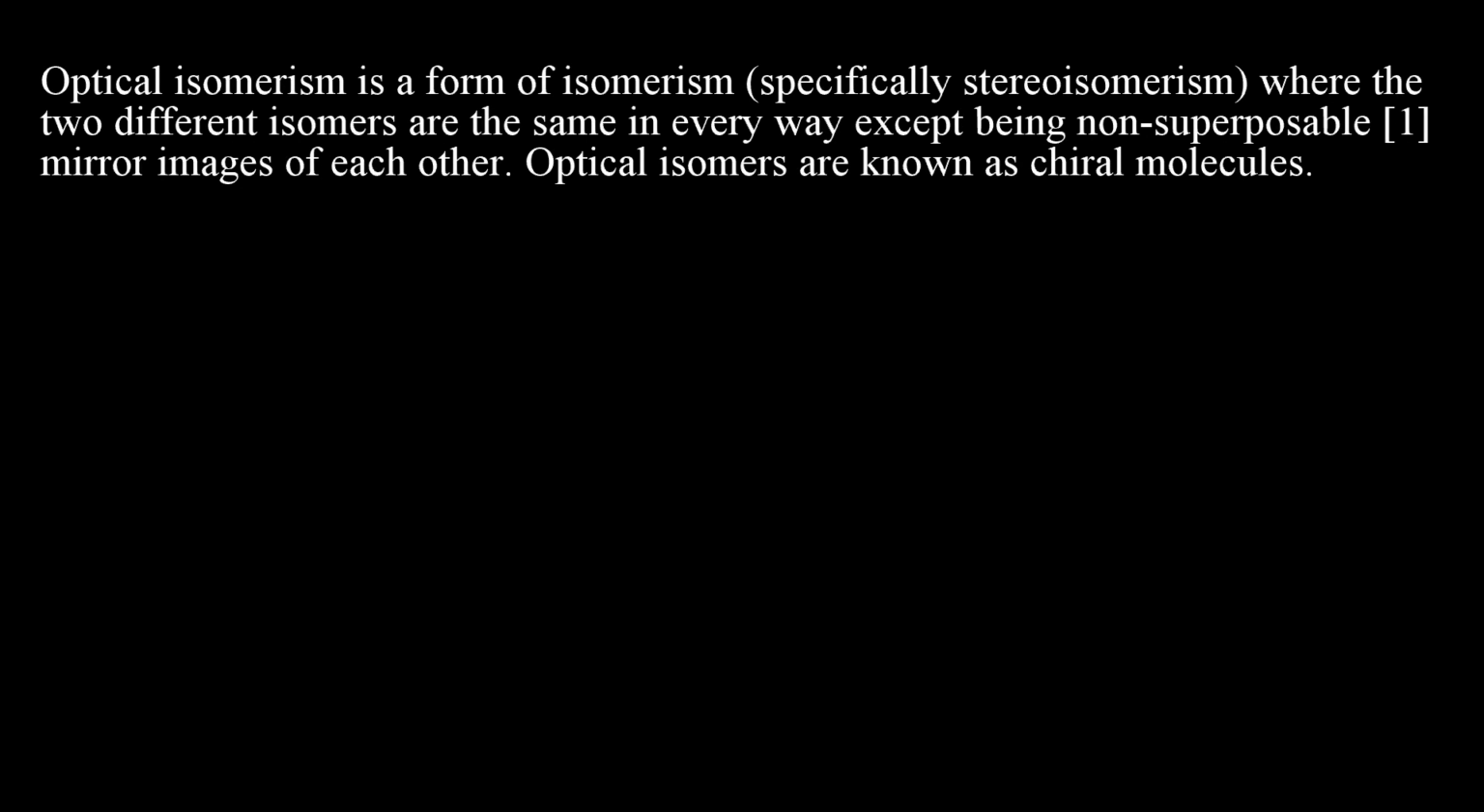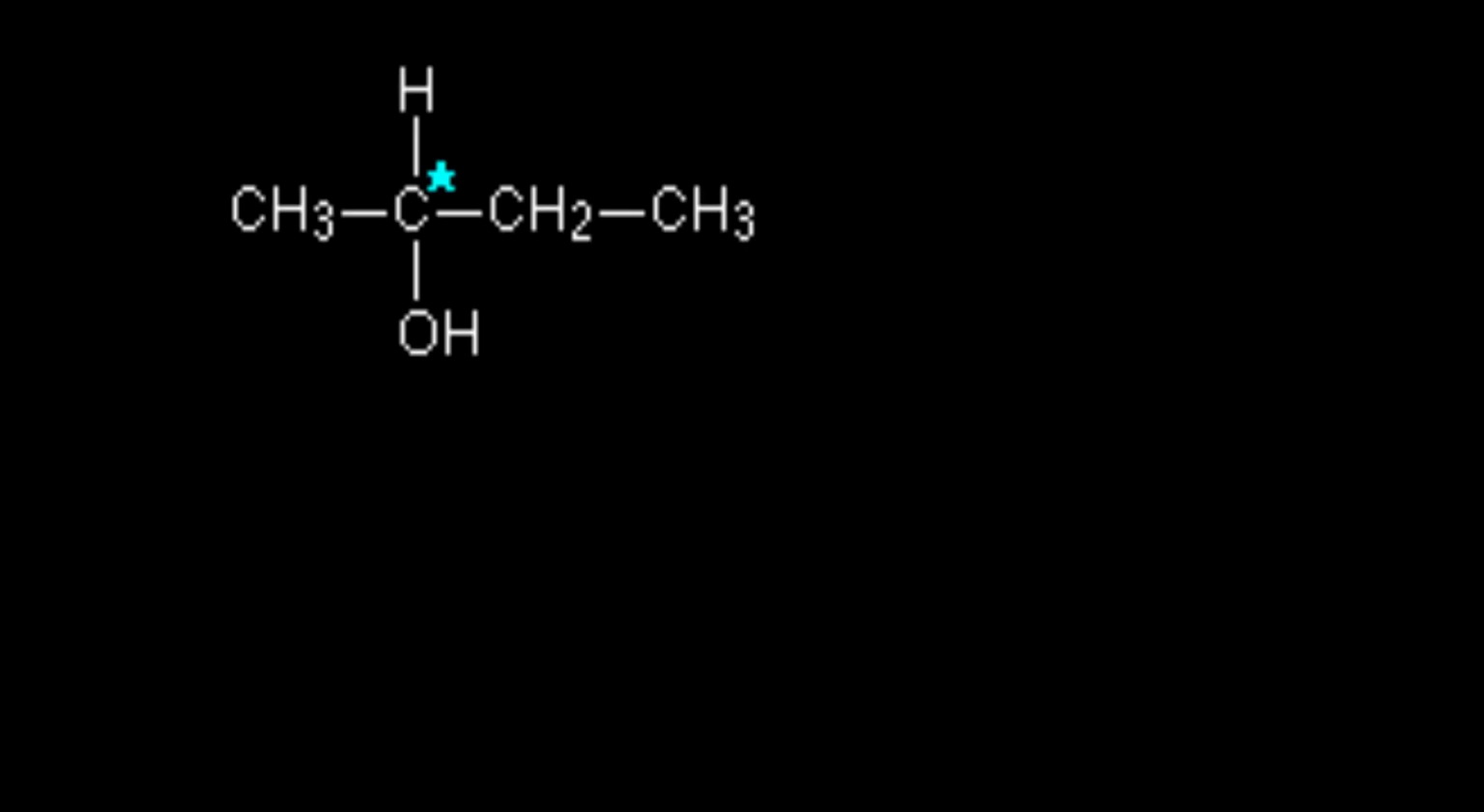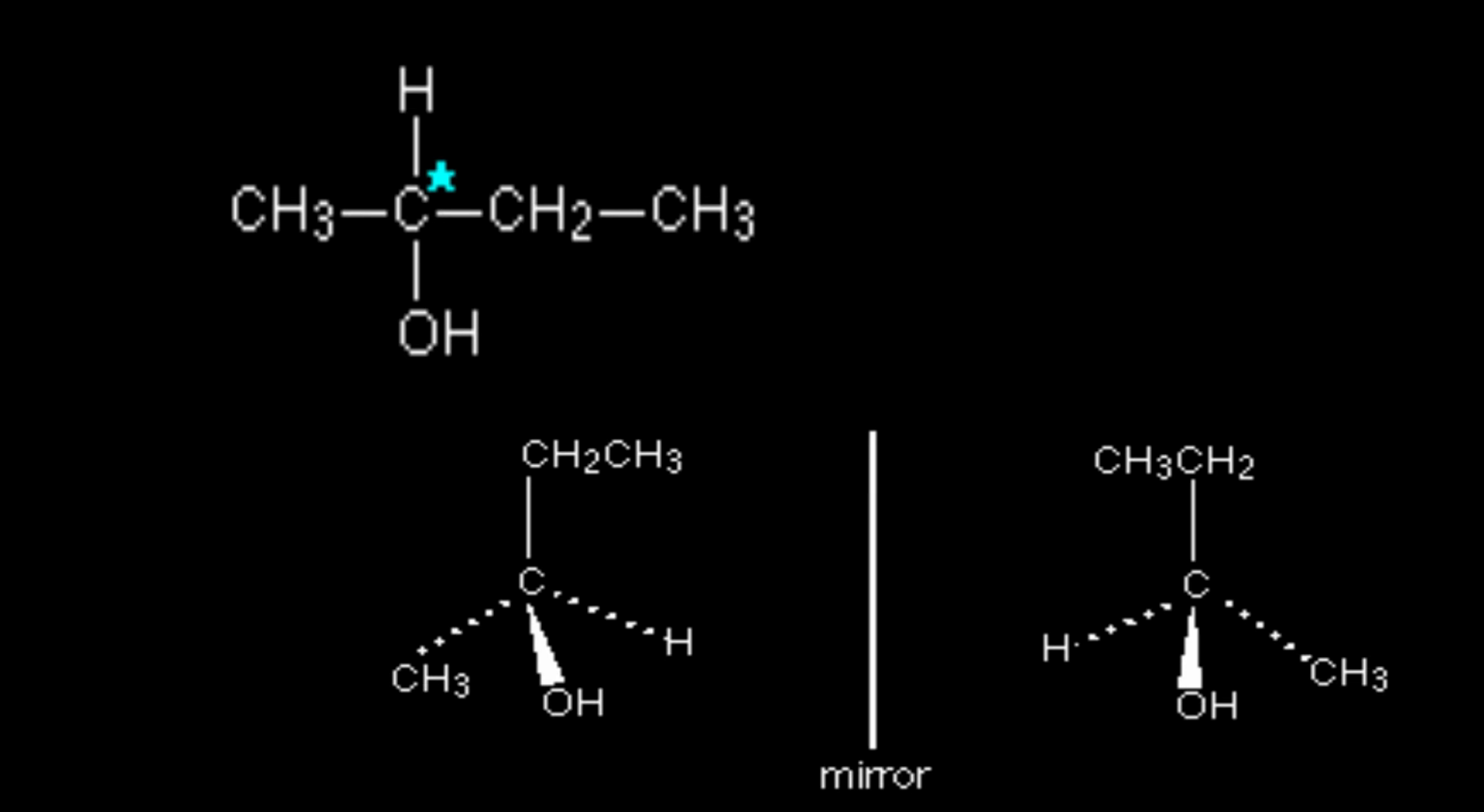Optical isomerism is a form of isomerism, specifically stereoisomerism, where the two different isomers are the same in every way except being non-superposable mirror images of each other. Optical isomers are known as chiral molecules. The figure below shows butan-2-ol, an example of optical isomerism. The asymmetric carbon atom in the compound, the one with four different groups attached, is often shown by a star.